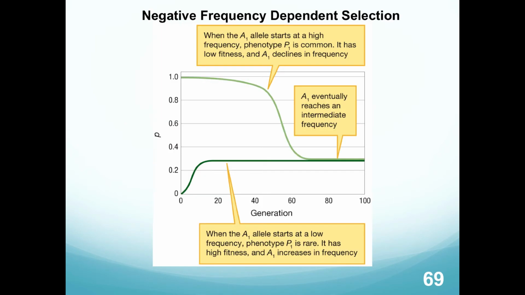Negative frequency-dependent selection will lead to a stable equilibrium, where alleles that start at low frequencies will come up to a certain level, at which point they will no longer be selected for. Alleles that start at high frequency will be selected against until they come to a certain frequency, at which point they will be maintained in the population at that threshold frequency.